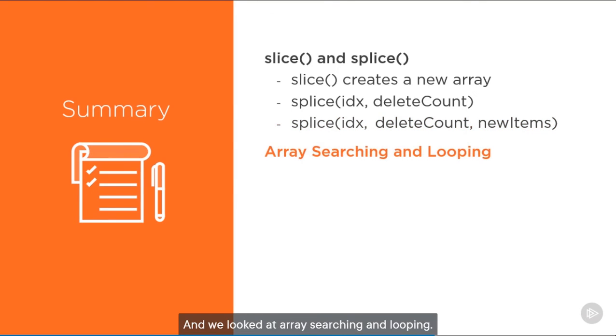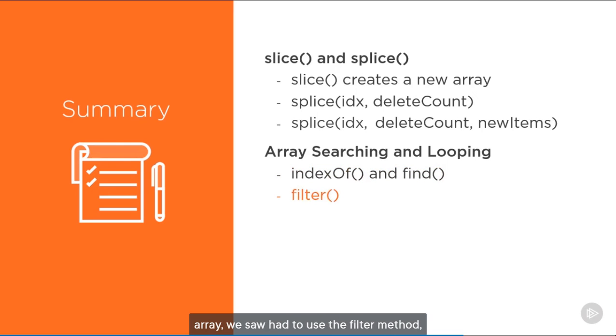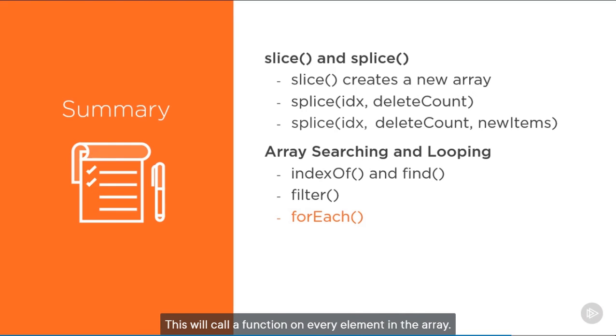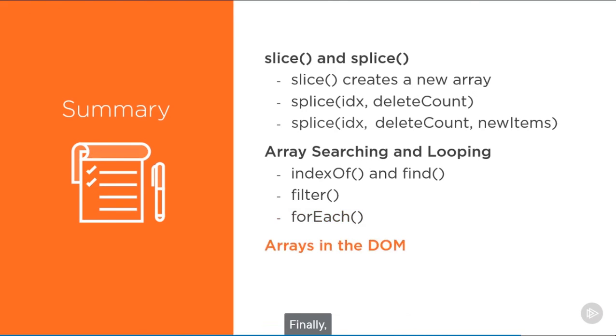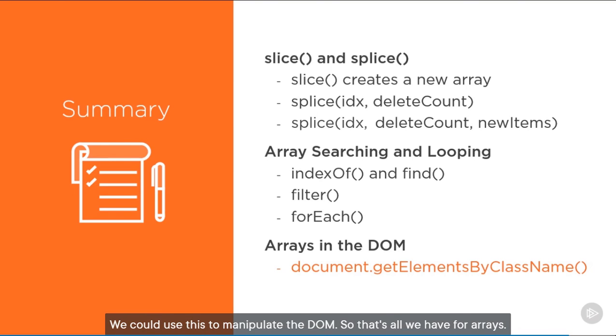And we looked at array searching and looping. We saw how to use indexOf and find to find elements within the array. We saw how to use the filter method, which creates a brand new array of items that are filtered from an original array. And we saw how to use the forEach method. This will call a function on every element in the array. Finally, we took a look at arrays in the DOM. We called document.getElementsByClassName, and we got an array of all the elements that had a certain class in our web page. We could use this to manipulate the DOM.